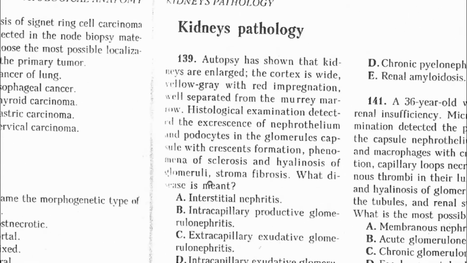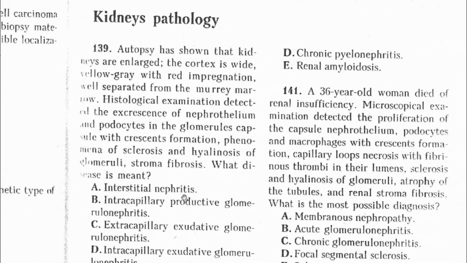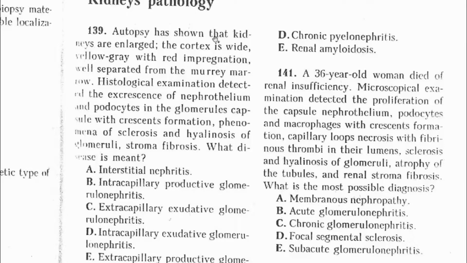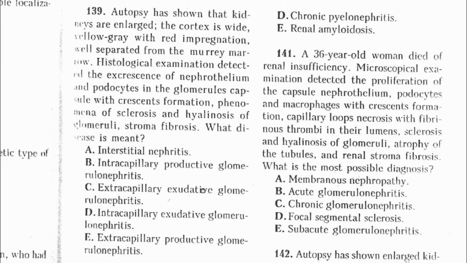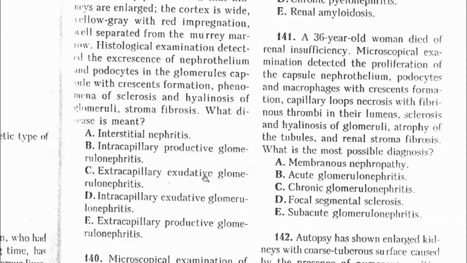139. Kidney pathology. Autopsy has shown that kidneys are enlarged. Cortex white, yellow-gray with red impregnation, well separated from the medulla. Histological examination detected the excrescence of nephrothelium and podocytes in the glomerulus capsule with crescent formation. Phenomenon of sclerosis and hyalinosis of glomerular stroma and fibrosis. What disease is meant?